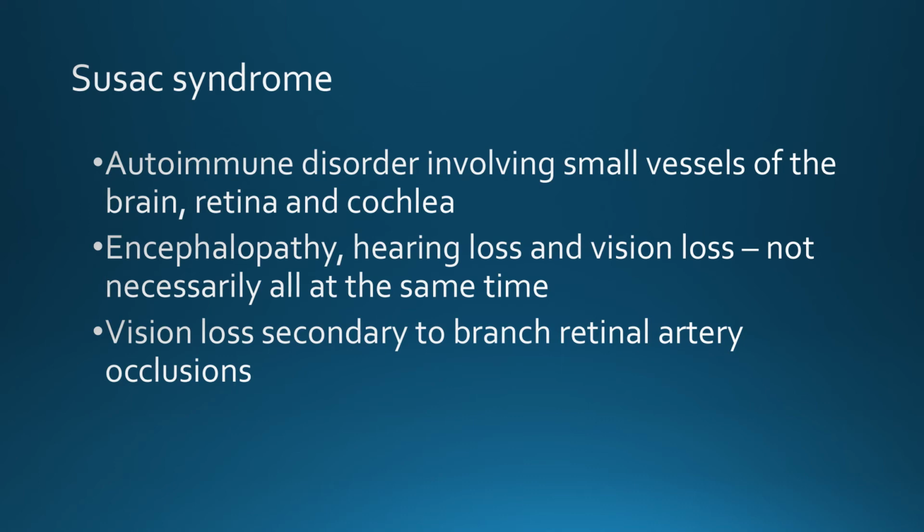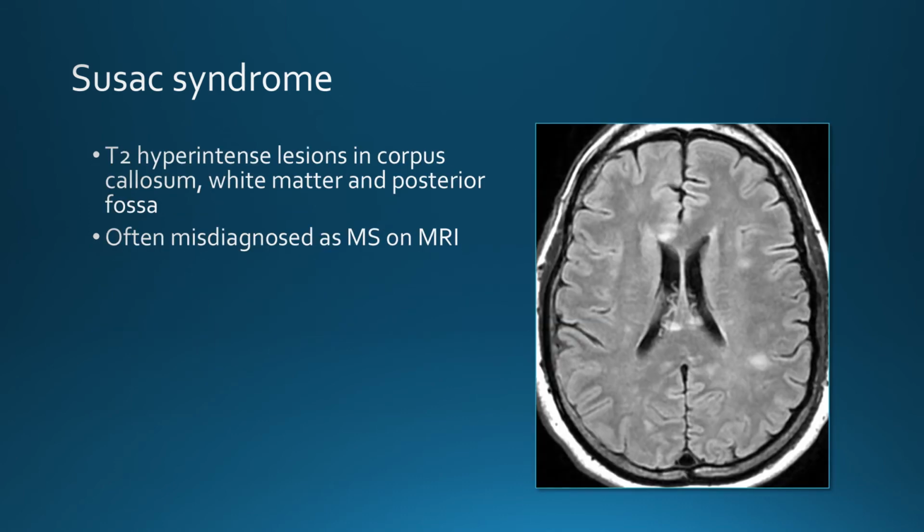To diagnose this disease, the history is extremely helpful. You like to see at least one of these things, either hearing loss or vision loss. Otherwise, it can be quite difficult. On imaging, we do see T2 hyperintense lesions in the corpus callosum, white matter, and posterior fossa. It's often misdiagnosed as MS because the lesions look quite a lot like MS.